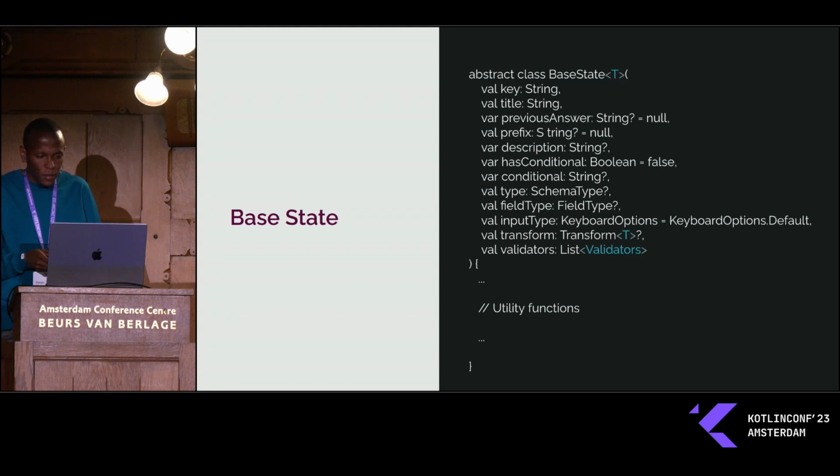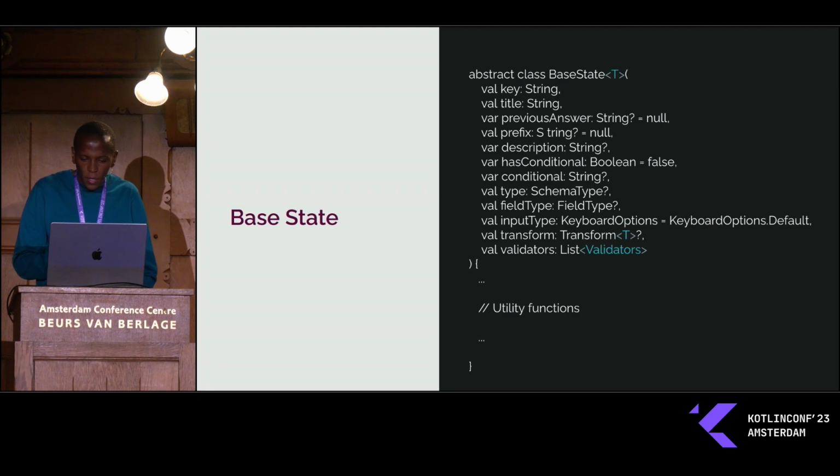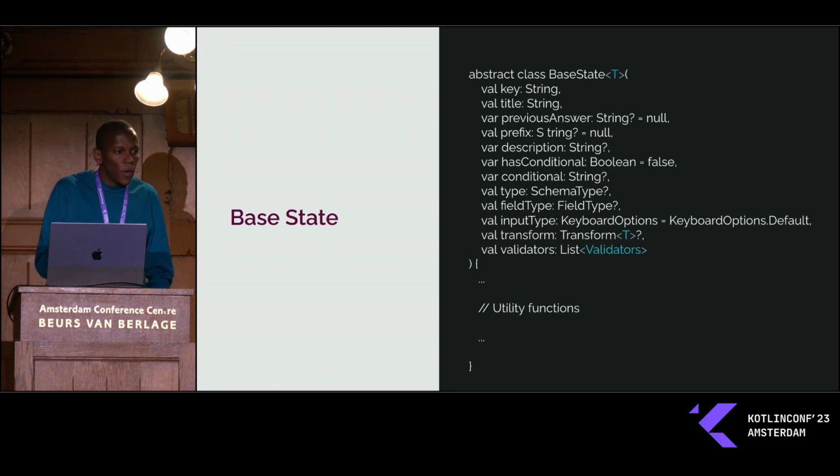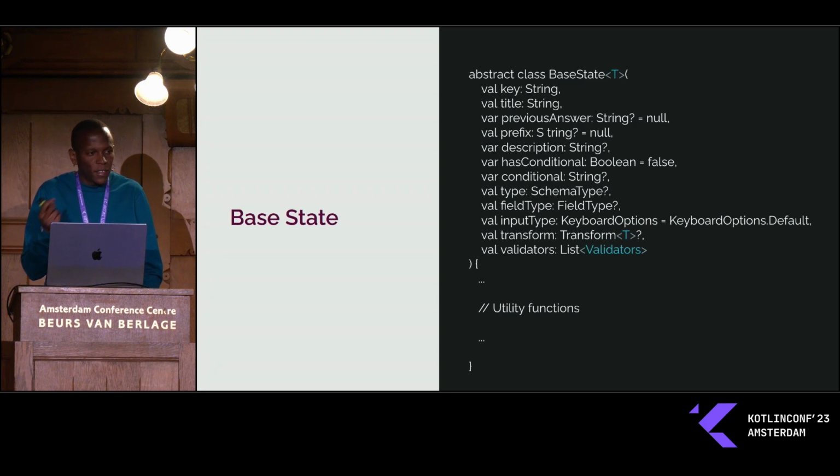We have a prefix, description, and all that, but the other key parameters I want to look at are our validators. We pass a list of validations with each state. For example, we need to validate required, maximum value, and minimum value. So we pass a list of validators to the state, and each state knows how to handle the validations. We also have a transformation, in case we need to change a string to, let's say, an integer.